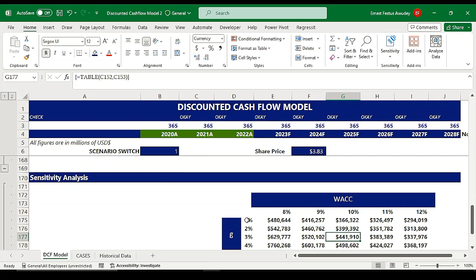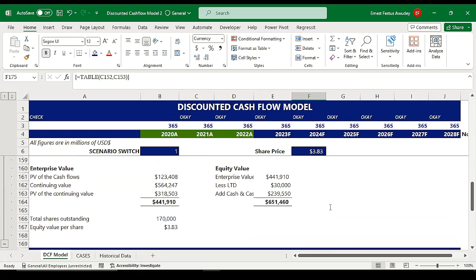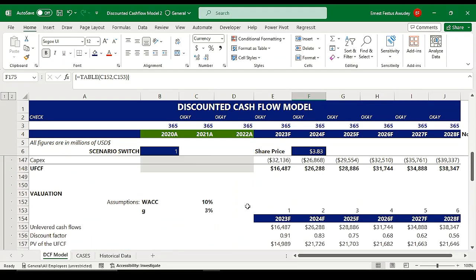So when the scenario changes to 1%, in case the growth rate is now 1%, this is what our enterprise value is going to be when the WACC remains at 10%. But where the growth rate is 1% and then the WACC also reduces to 9%, then this is going to be our enterprise value. So the sensitivity analysis helps us to analyze the various assumption combinations that are going to result in particular enterprise values, as you can see here.